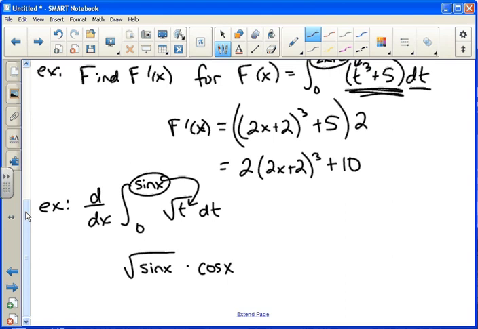So to practice these, I want you to turn to page 286 and do number 81 through 91 odd. But for now, you can omit number 87.